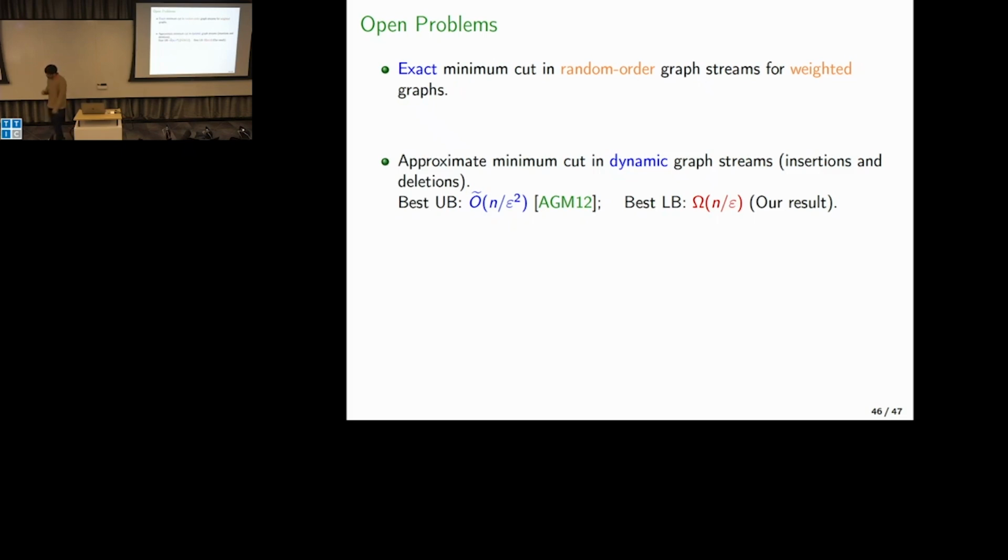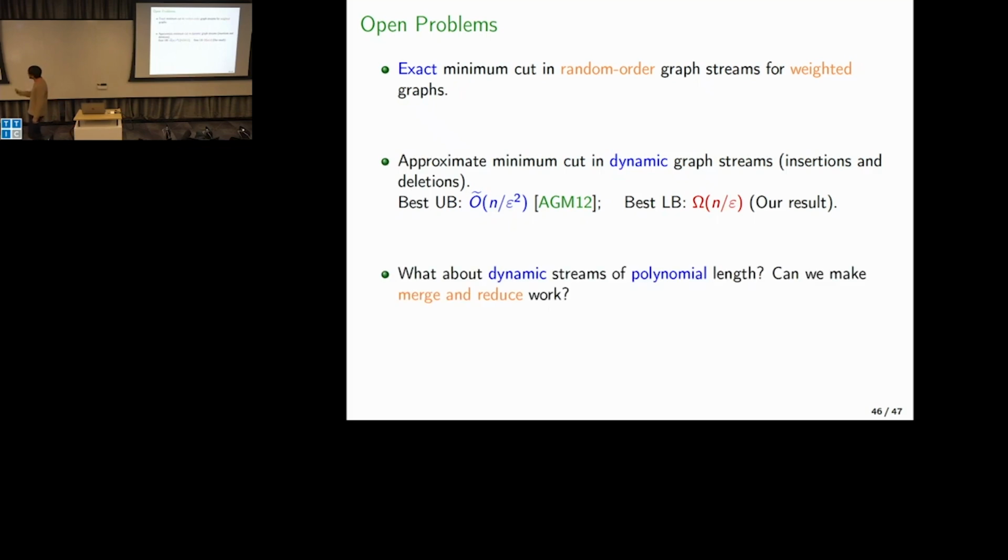And dynamic streams in general might be very hard. So I can even make the stream polynomial length. There are two reasons why our algorithm breaks here. One is that if the stream is very long, merge and reduce won't work because there are just too many levels. If the stream is of exponential length, there are polynomially many levels.